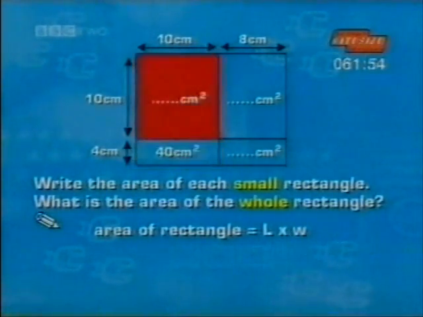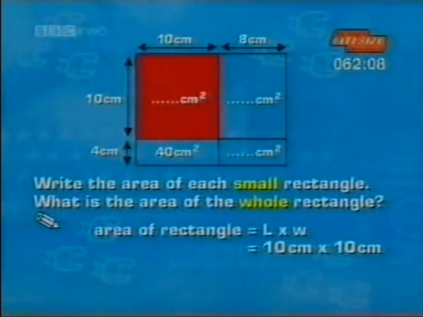Now look at the rectangle above it. In fact, it is a special rectangle because it has a length of 10 centimeters and a width of 10 centimeters, so it's a square. So its area is 10 multiplied by 10, so that's 100 square centimeters.